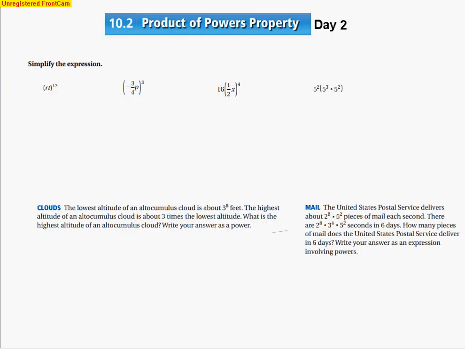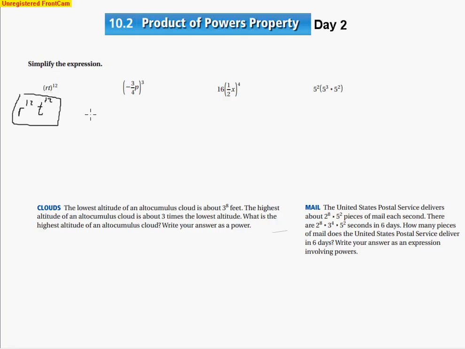And so when we look at this, I've got r and t, both raised to the 12th power. So what we learned yesterday is that we're going to bring r and t both to the 12th power, because this is rt being multiplied 12 times. So r is being brought to the 12th power and t is being brought to the 12th power, and that's what our answer is going to end up being.